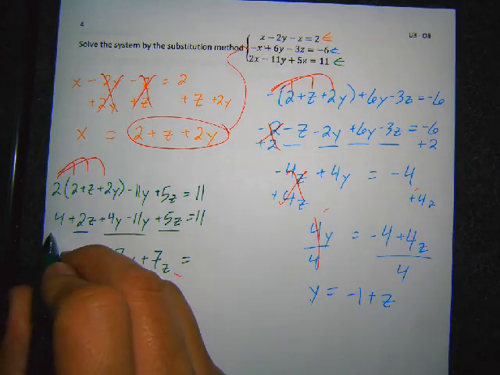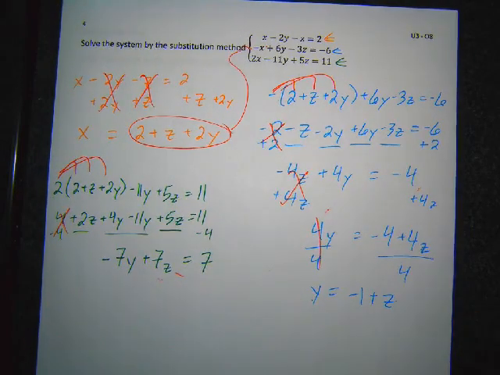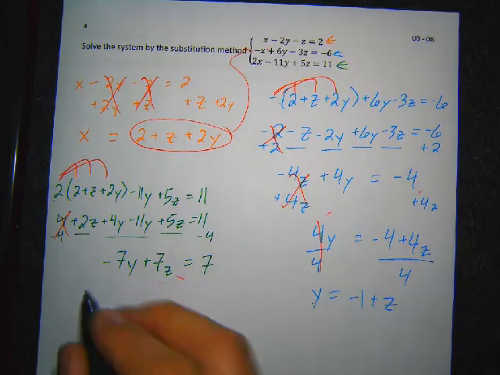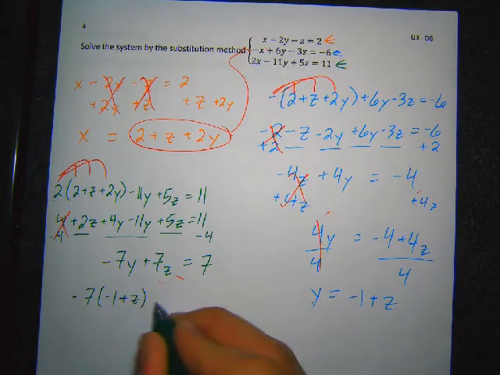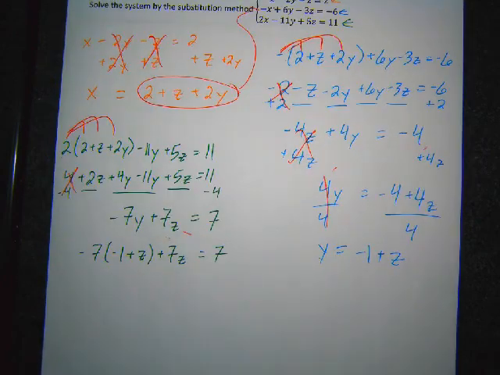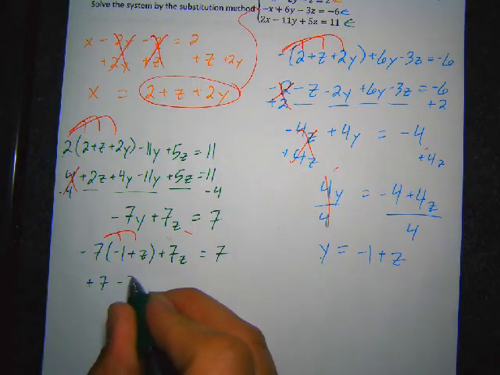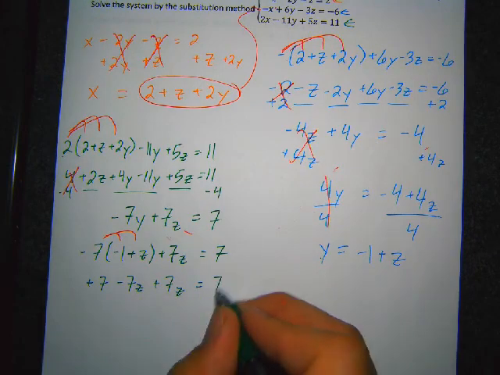I got a 4. I'm going to go ahead and subtract the 4 across now, just to get that 4 out of the way. You can combine it with 11, so I get 7. Now that I've made this a bit simpler, I'm going to replace y with that negative 1 plus z. So I get negative 7 times y, which is negative 1 plus z, plus 7z equals 7. We distribute, negative 7 gets distributed here, so I get positive 7 minus 7z plus 7z equals 7.